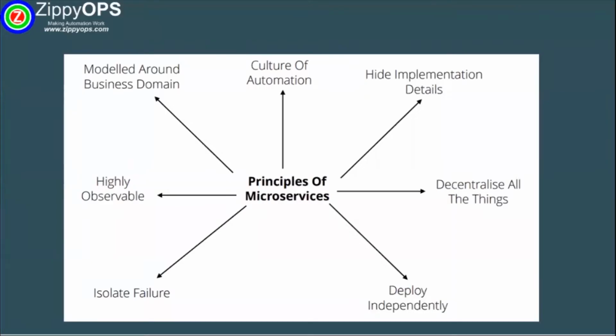Next thing is, what are all the principles of a microservice? Okay, so a microservice should isolate the failure. We already talked about that. By implementing microservice, I'm able to isolate the failure. So if one particular service is impacted, only that service is impacted. It is not going to impact the other service.